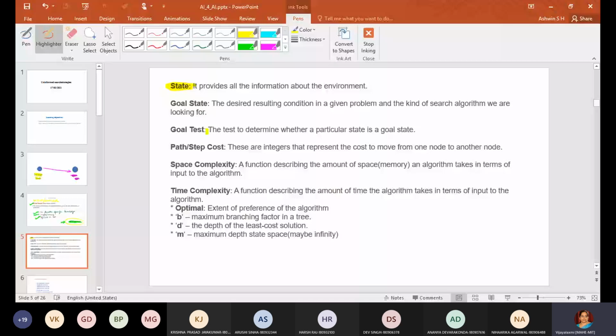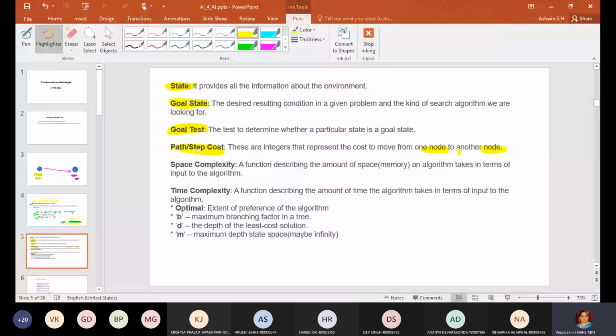Then goal test. Goal test is a test to determine whether a particular state is the goal state or not. Then path or step cost. These are some integers that represent the cost to move from one node to another node.